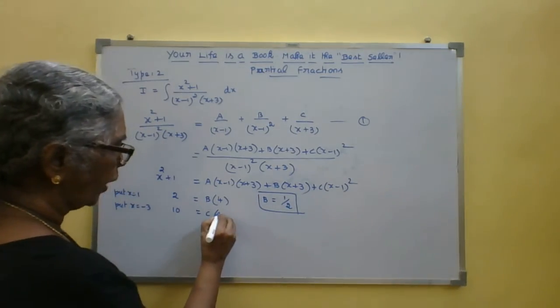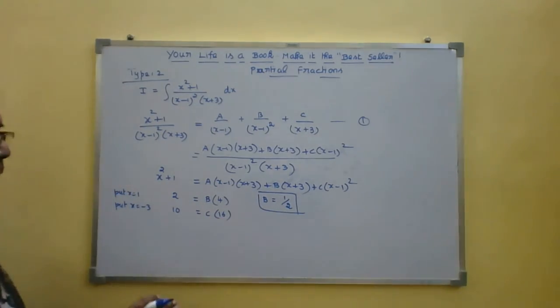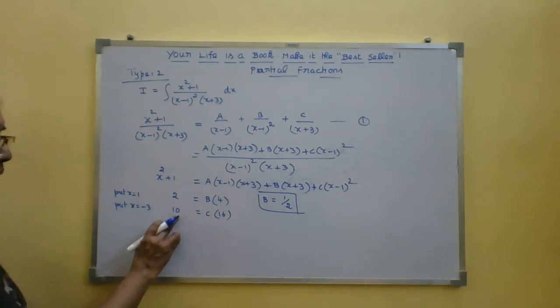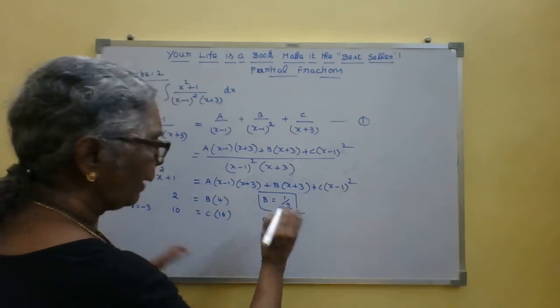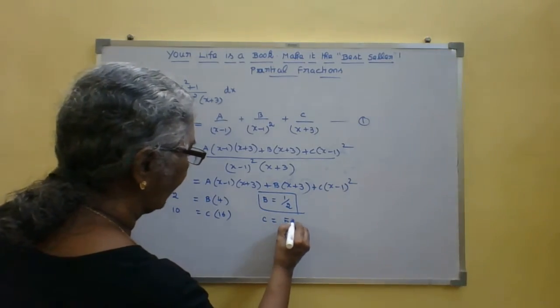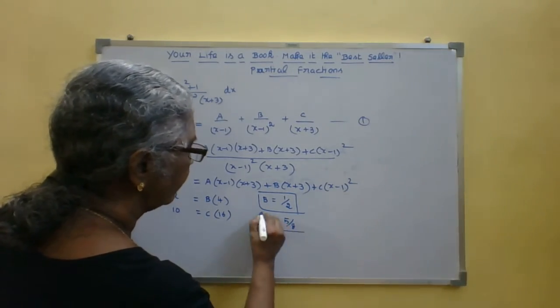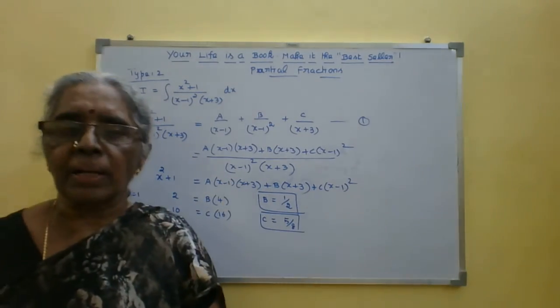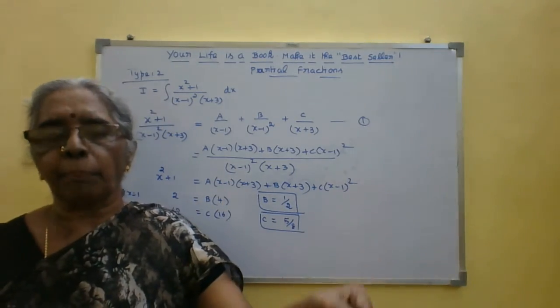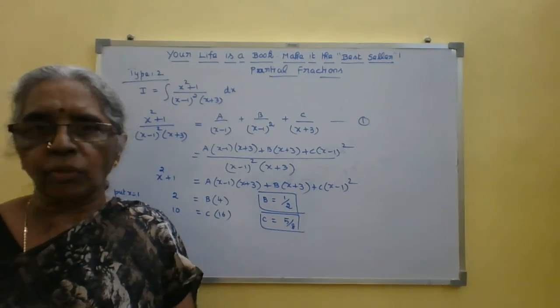Minus 4 the whole square will be getting 16. So 16c is equal to minus 10. So c will be 10 by 16, or if you simplify you will be getting 5 by 8. So you got the value of c. Now there is no other factor for us because x minus 1 is a repeated factor. I don't have another value for x.